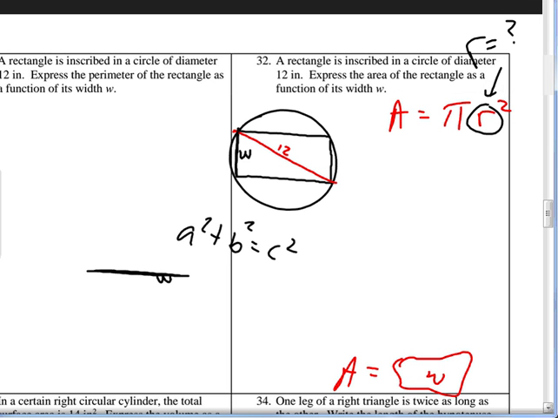Somehow I just need to figure out this last side right here to be able to make these all relate together. These are not easy. All right, so if the hypotenuse is 12, if these two sides were equal to each other, if this was just W, that'd be awesome, but it's not quite that simple.